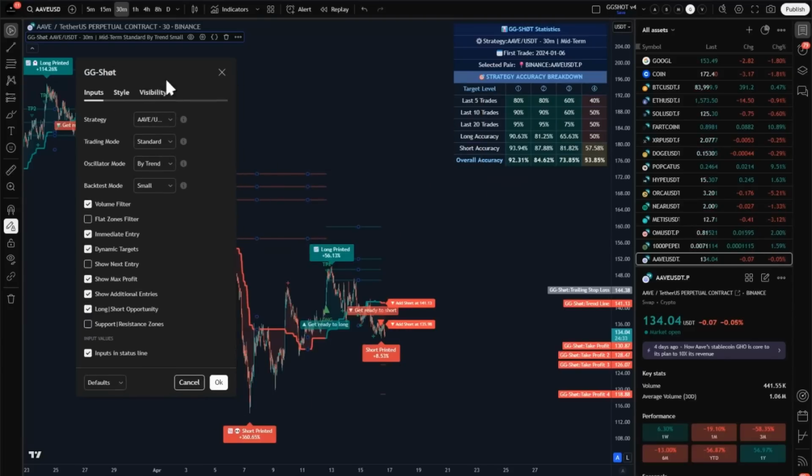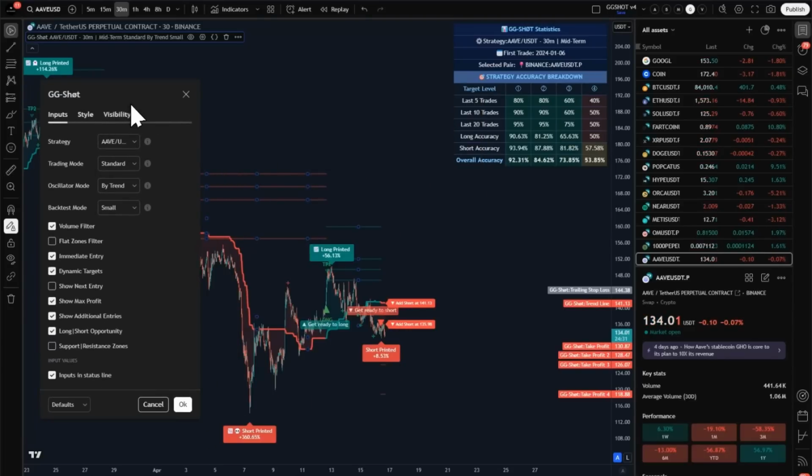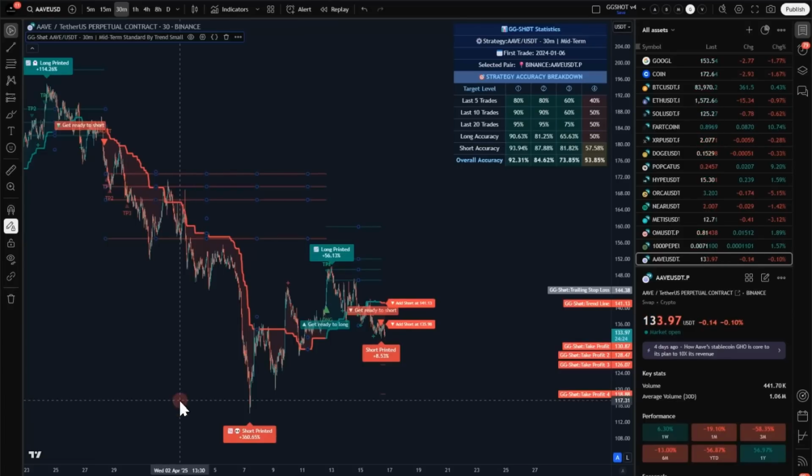Next is the immediate entry option. When enabled, the signal executes instantly without waiting for candle confirmation. This logic is applied to all alerts sent to the ggshot bot.